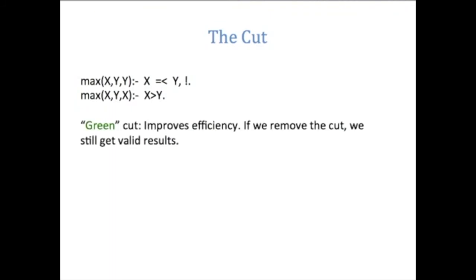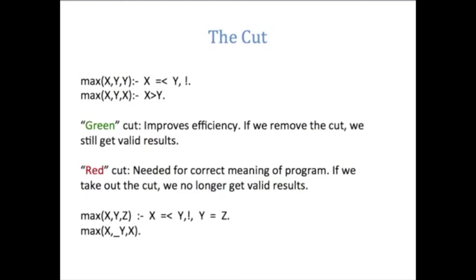Now, that's called a green cut. It improves efficiency. If we remove the cut, we still get valid results, and we just do a little extra work, but the meaning of the program remains unchanged. This contrasts with a red cut. A red cut is a cut that's needed for correct meaning of the program. In other words, if we take out the cut, we no longer get valid results.